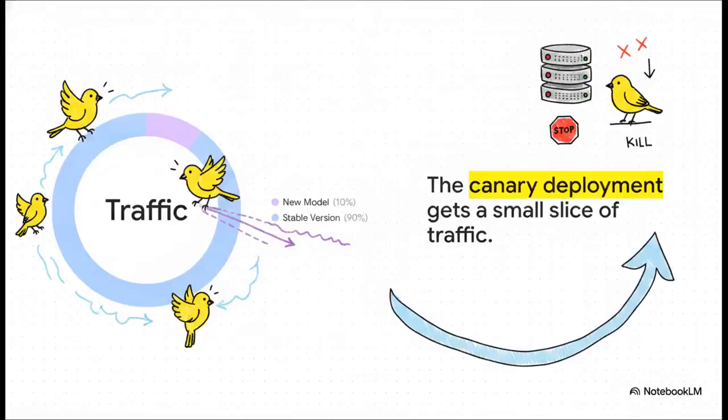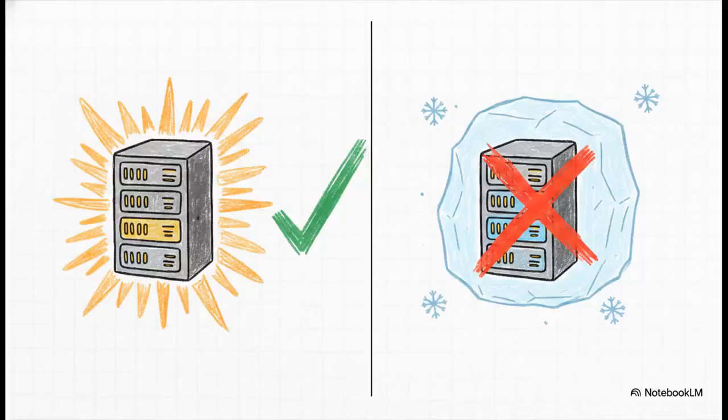The second major strategy is a canary deployment. Instead of a full switch, the new model starts by getting only a tiny slice of traffic, say 5 or maybe 10%. All the while, monitoring tools are actively comparing its behavior against the existing model. If the canary's metrics degrade even a little bit, it gets killed and every user routes straight back to the stable version. Now there is one golden rule that both of these strategies absolutely depend on.